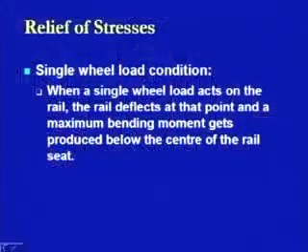Now, when a single wheel load acts on the rail, it deflects at that point, and the maximum bending moment gets produced below the center of the rail seat. This is the standard statement which we can make as far as the bending moment is concerned. You have already computed bending moments for different conditions in structural analysis, and you have seen that the bending moment induced in any section is maximum at the point where the load is applied. So, this is what it is saying, that there is a maximum bending moment produced below the center of the rail seat, on top of which the load is being applied.